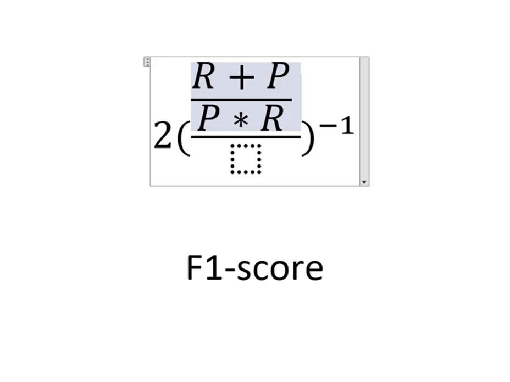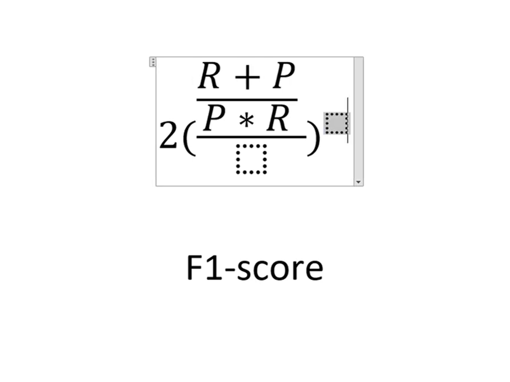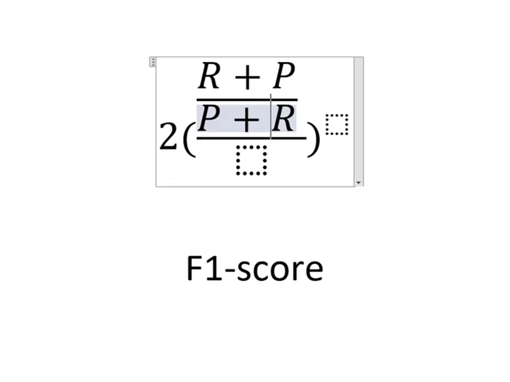So ultimately we have to inverse this. So let's say we inverse them. This goes on top. So basically the addition becomes multiplication and the multiplication becomes addition. So ultimately we have 2 multiplied by R multiplied by P, that is recall multiplied by precision, over precision plus recall.